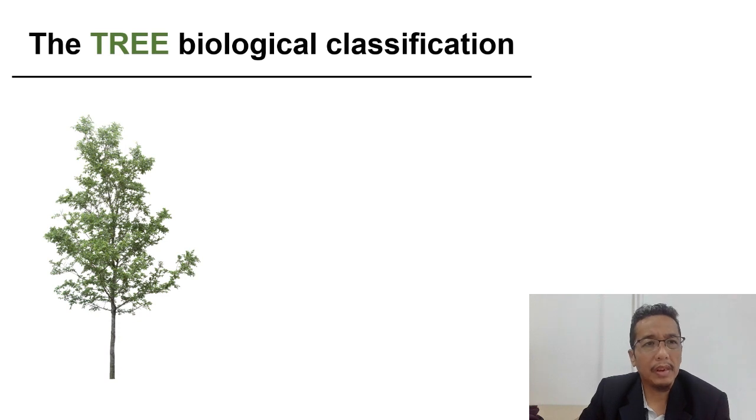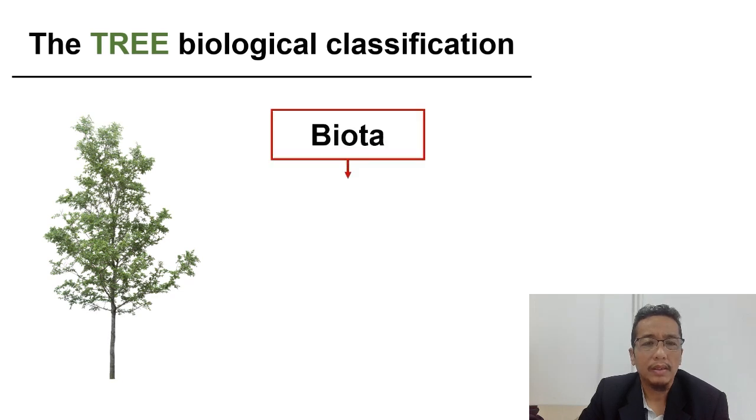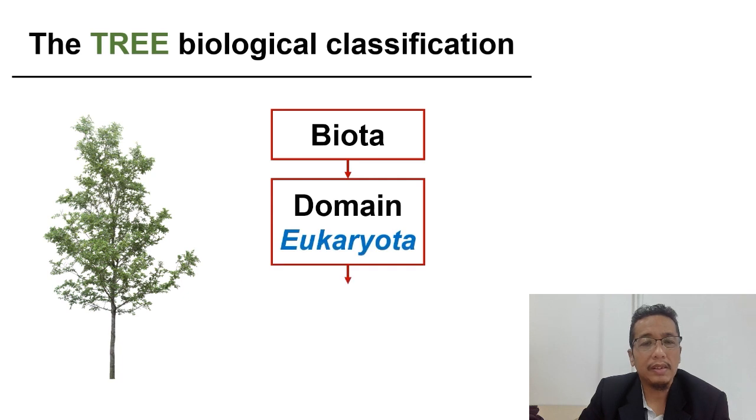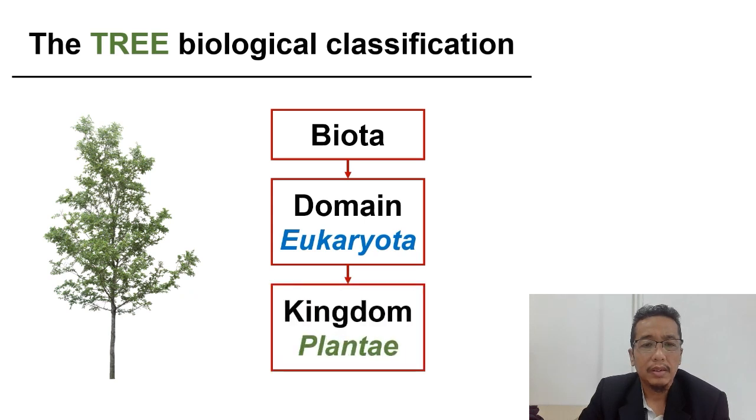Now, we take a look at the tree's biological classification. From the top of the rank, a tree is a living thing, meaning that it is classified under biota. And a tree is classified under domain eukaryota. And when we go to the kingdom, a tree is classified under kingdom Plantae.